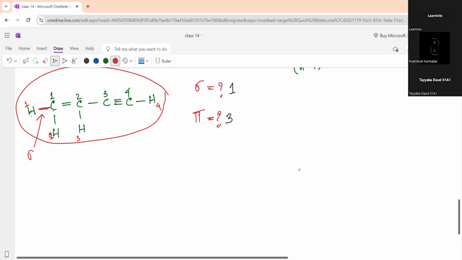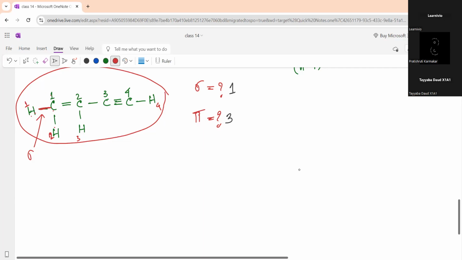Now, how many bonds are carbon 1 and hydrogen 2 sharing? Here, 2. How are you getting 2? They are sharing 2 electrons, but 2 electrons make one bond, right? So there is only one bond. I have drawn one line. Where are you getting 2 bonds? Can you explain once?